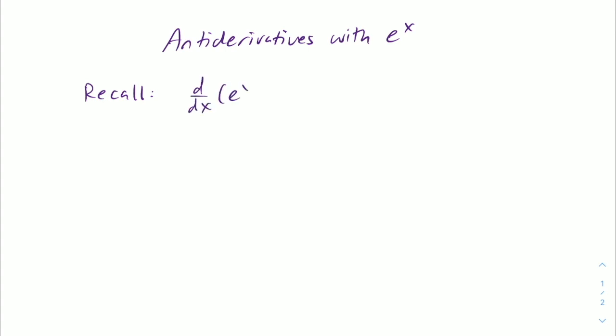Alright, so in this video we're going to talk about antiderivatives with e to the x. I'll just remind you the derivative formula with e to the x. The derivative of e to the x is e to the x. So the integral of e to the x, the antiderivative of e to the x, is going to be e to the x plus c. We're just reversing this formula and we're adding a plus c because when we take the derivative of c we get 0.